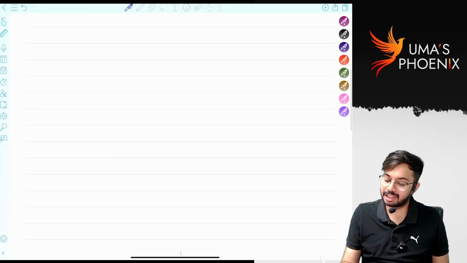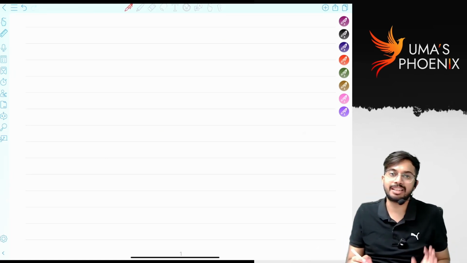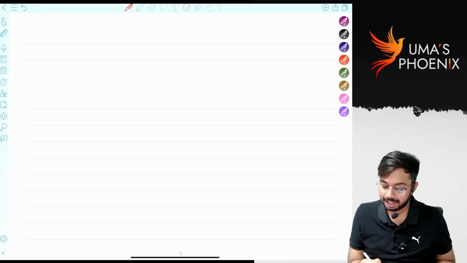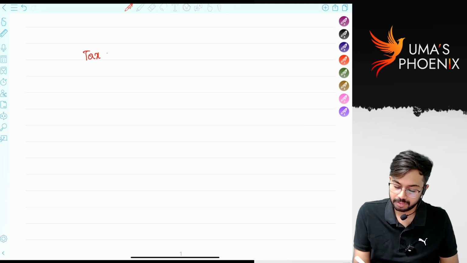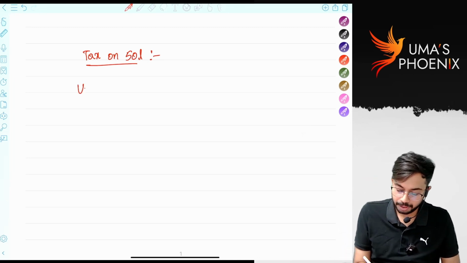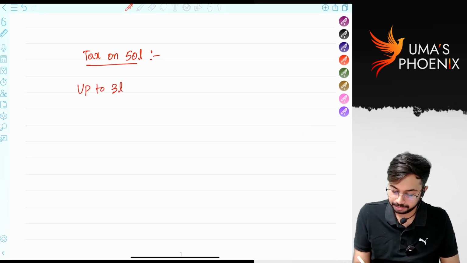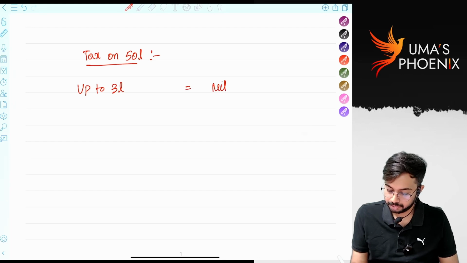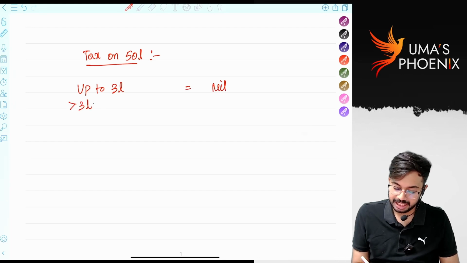Now let us calculate tax on 50 lakhs. Same assessee, same default tax rates. Let us calculate tax on 50 lakhs. Up to 3 lakhs tax amount is nil. 3 to 7 lakhs.